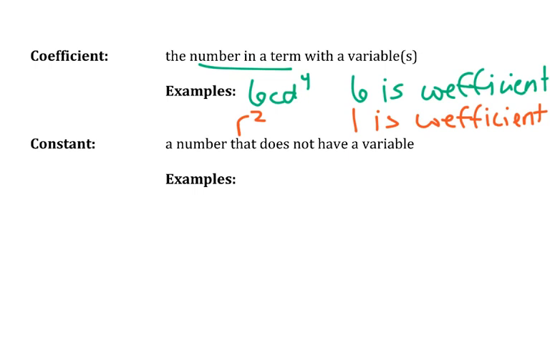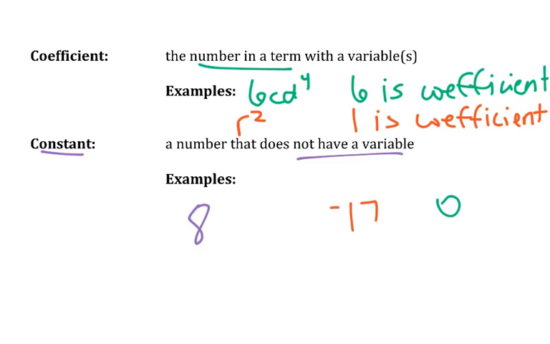Okay, and then last is a constant. And a constant is something that doesn't change. Now when you have a variable, by the essence of the word, it means that it changes. So a constant is something that doesn't change. So it's a number that does not have a variable. So an example of a constant would be 8 or negative 17. Or 0. Those are all constants because 8 is 8 no matter what. Now if you say 8x, then all of a sudden it depends on what x is. But if you just have 8, that's a constant.